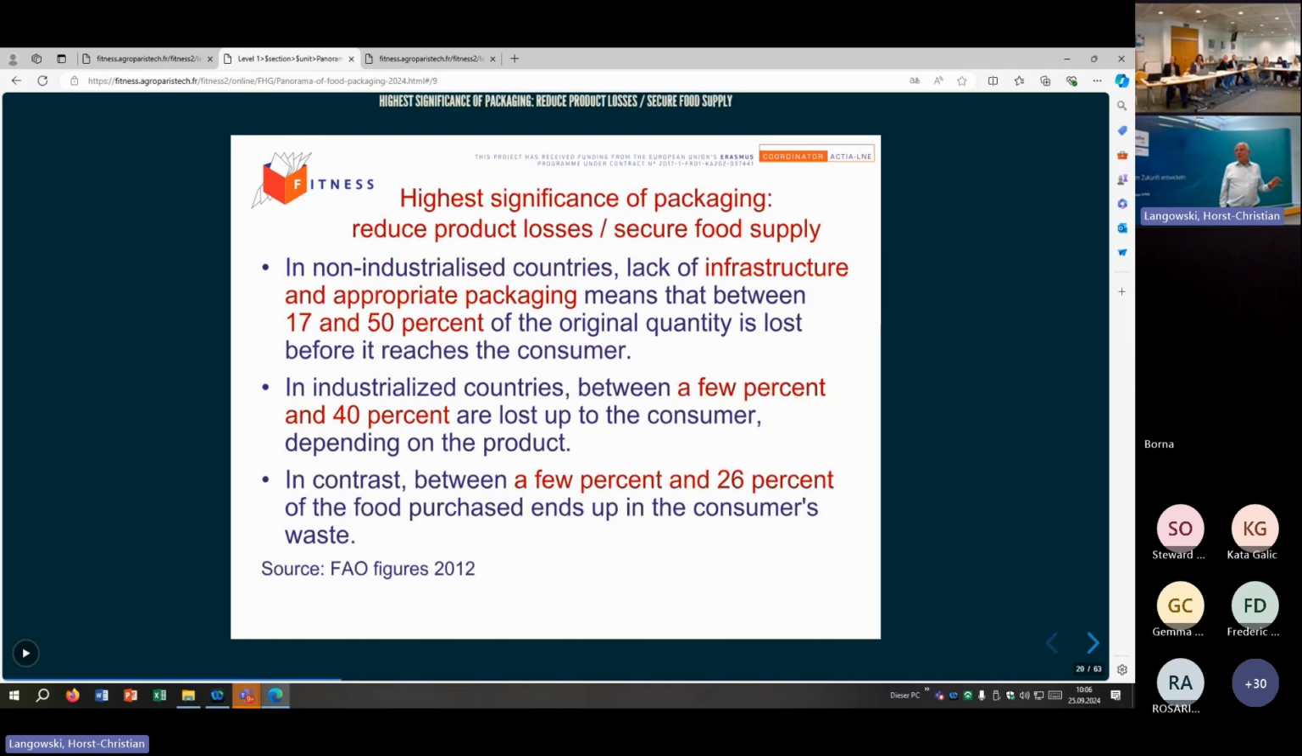Okay, so once again, the basic role of packaging, what does it help for? And does it have also a positive environmental influence? Yes, it has, because it avoids food losses. And food losses are a very strong issue, also often neglected, where we have to discriminate between non-industrialized and industrialized countries. In non-industrialized countries, most of the losses occur due to lack of technology and materials, for instance, lack of cooling. And therefore, we have between, and this is difficult to know for the single product, 17 and 50% gets lost before it reaches the consumer.